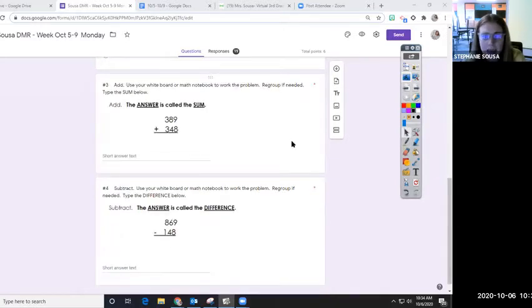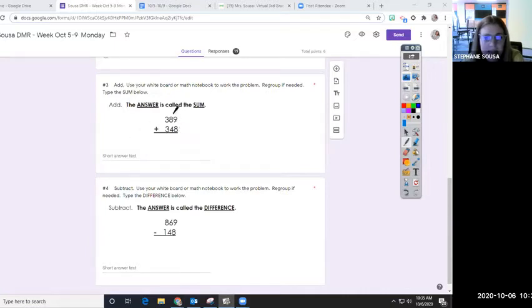Number 3, add. Use your whiteboard or math notebook to work the problem. Regroup if needed. Type the sum below. Now, most of you had the correct answer, but you added more than the sum. So if you write a number and then say "is the sum," it's going to count it as wrong because it only asked for just the sum, okay? So when it says, what is the answer, only put the numbers here, okay?